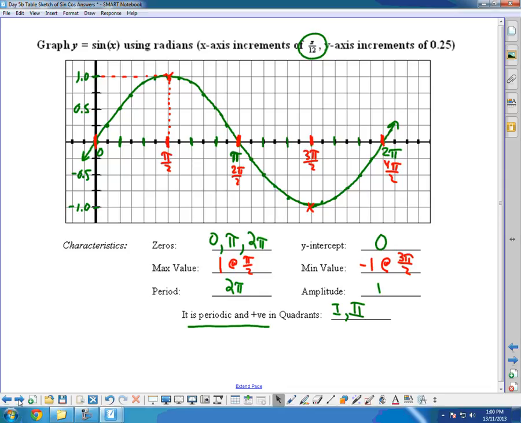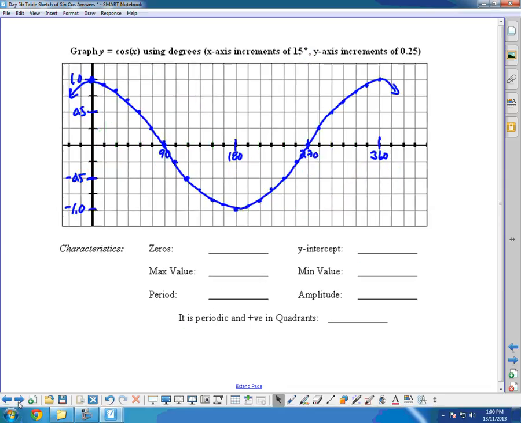Okay, so I want you to be just as comfortable describing the sine curve in radians as you are, hopefully, in describing it in degrees. Do the same thing, but I'll do the second one a lot quicker in cosine. The cosine curve starts at 1, goes down to -1, and then it comes back up to 1.